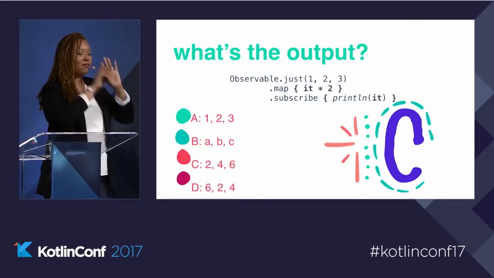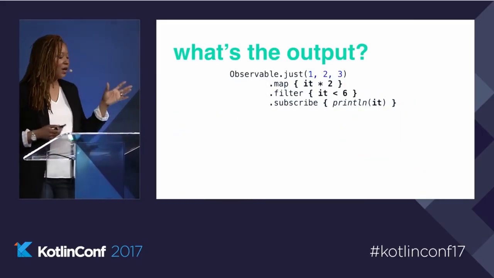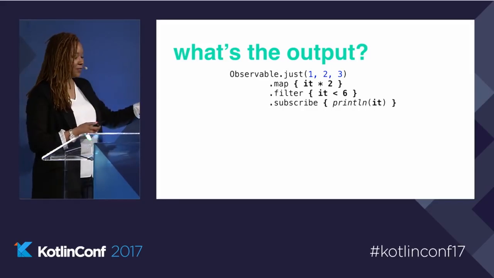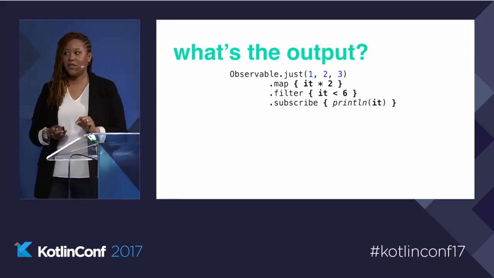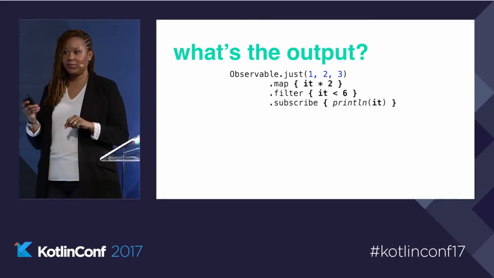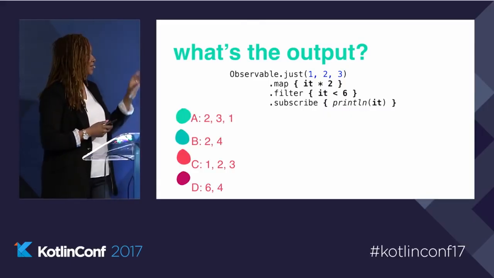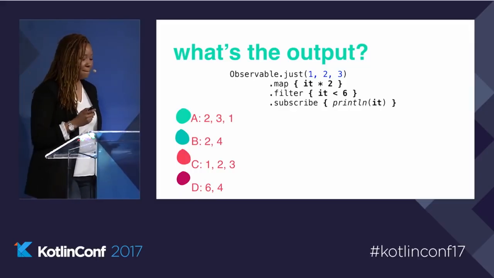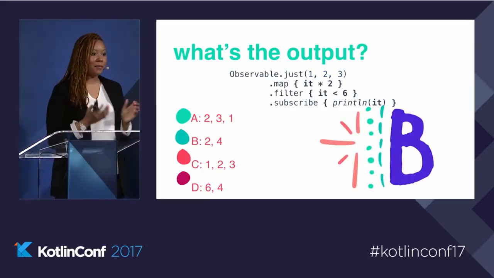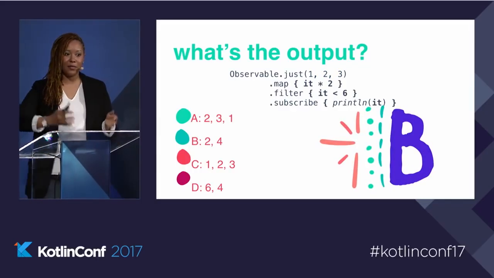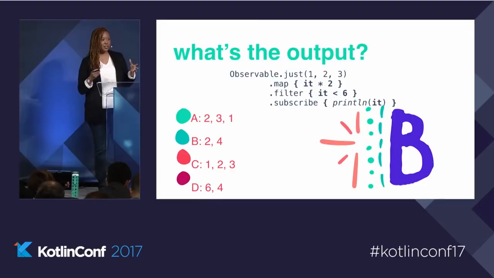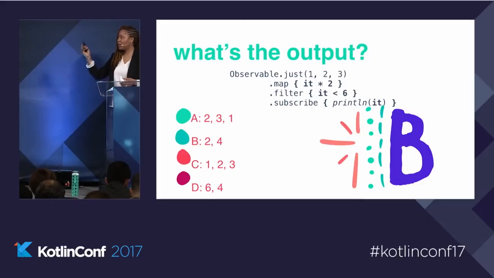So we got it together, right? We're starting to really wrap our heads around RxJava. Let's look at one more. We're going to take that same code, but this time we're going to add the filter, and we're going to reject things that are not less than 6. Okay, is it A, B, C, or D? Right? It's going to be B because the last number, 6, is obviously not less than 6. So hopefully you're starting to feel really comfortable with this very basic RxJava.